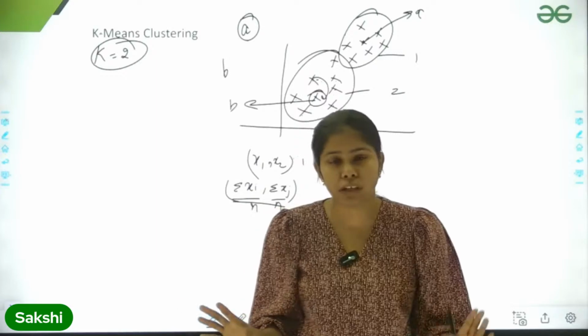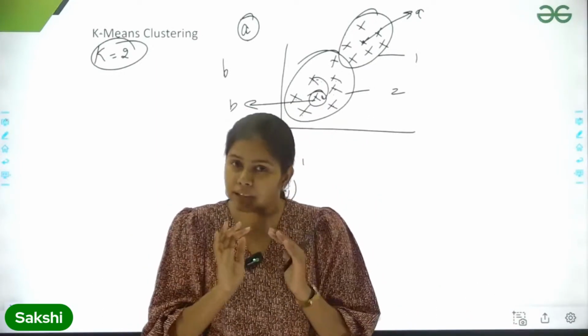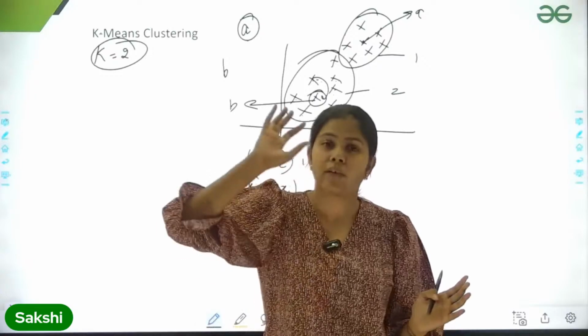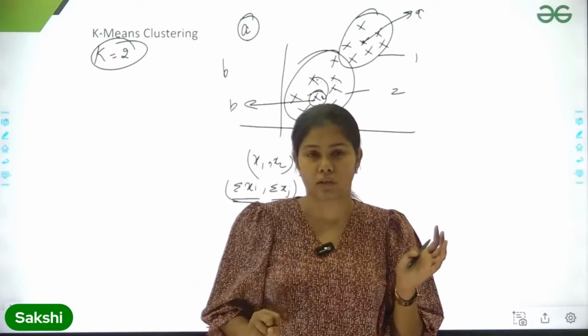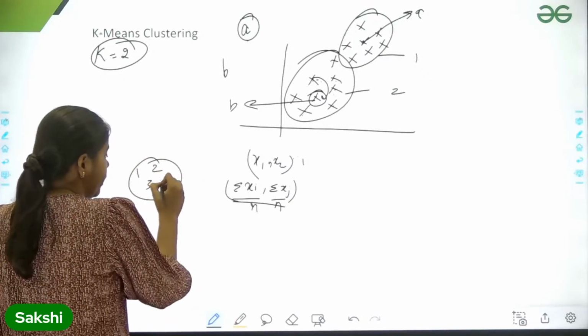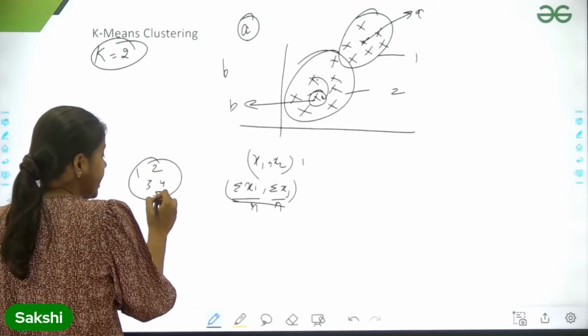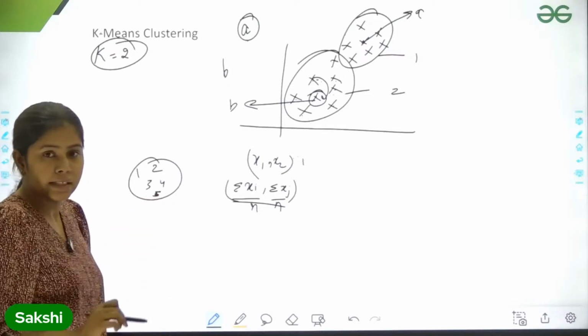But now the work is not done. You would think that okay, we got k clusters, the work is done, but that is not the case. Now what you have to do is take an average of the values of the cluster. Let's suppose in this I have 5 points: 1, 2, 3, 4 and 5. Previously I have taken this 5 as my centroid, right? This 5 was considered as a centroid.